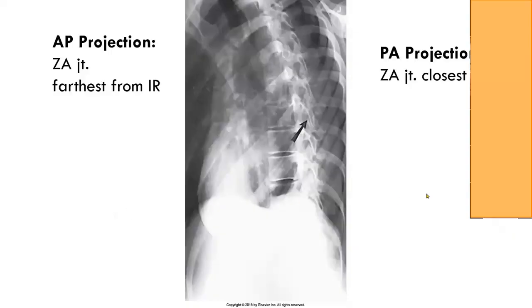Okay, moving forward. So, once again, AP projection, the ZA joint furthest away from the IR. PA would be the closest to. What we're looking at is right there. You can see that line going down through. There's an inferior and superior articulating process, and there is the joint. Here is a joint. Here is another joint.